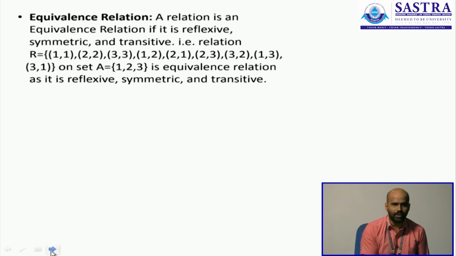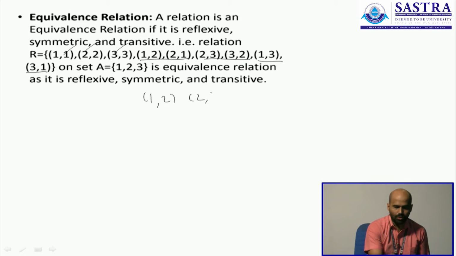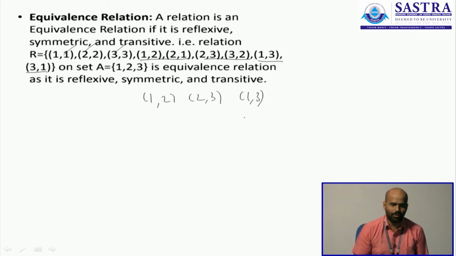You have 1, 2 and 3. You have 1 1, 2 2, 3 3, which means it is reflexive. 1 2 and 2 1 make it a symmetric pair. 2 3 and 3 2 make it a symmetric pair. 1 3 and 3 1 make it a symmetric pair as well. And you also see that it is transitive. Whenever you have 1 2 and 2 3, you also have 1 3. And this is possible for every such combination. Such a relation is what you call an equivalence relation.